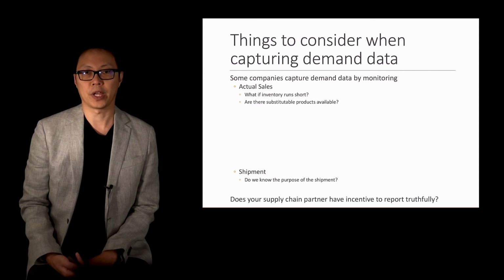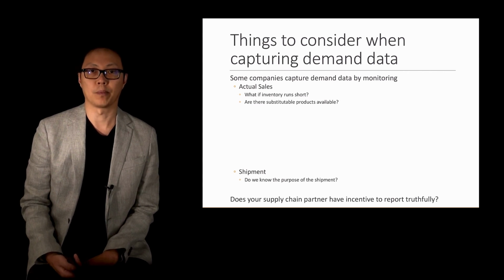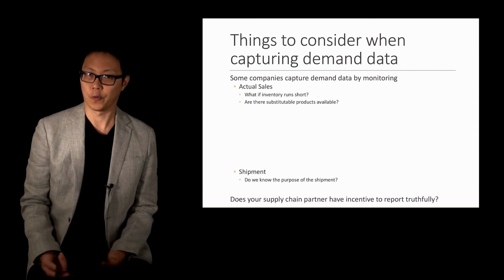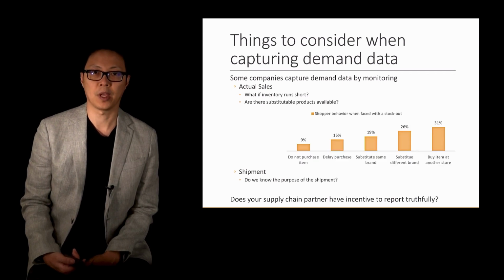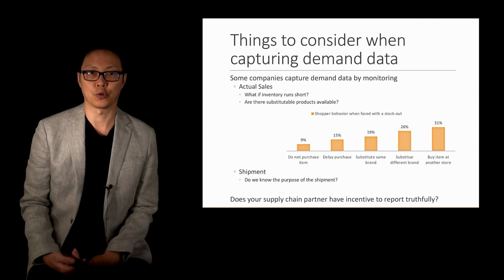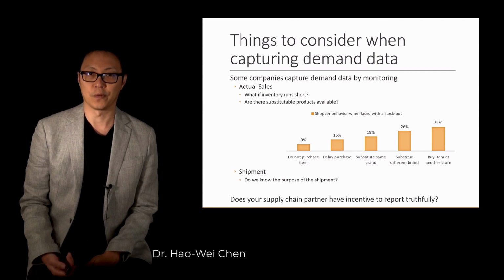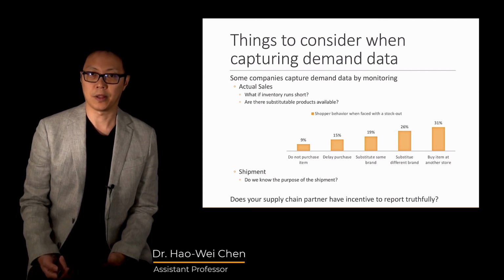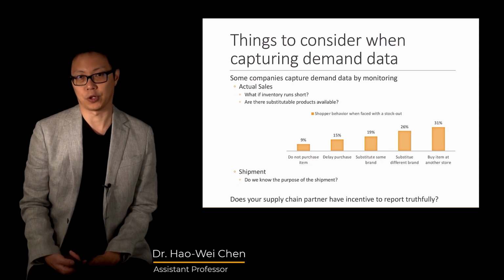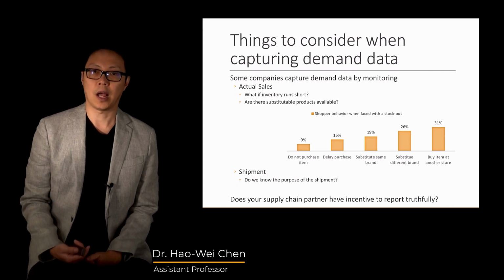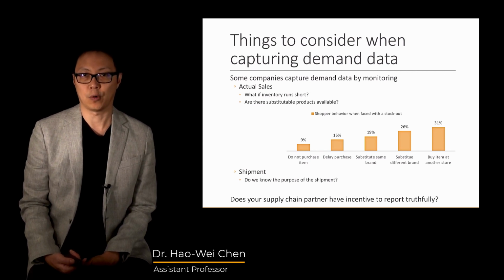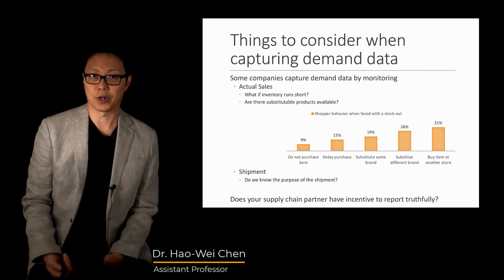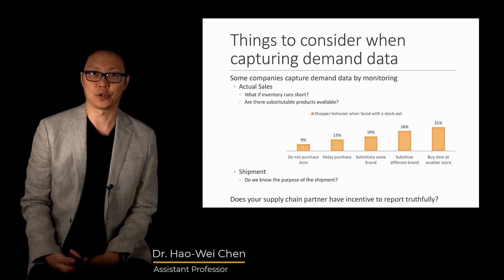Those customers who cannot get the item they want may do things differently too. For example, some customers might choose not to buy anything, or some other customers might choose to go to a different store. If you only rely on the sales data, those demands cannot be captured. Some other companies try to capture demand by collecting shipment data or order data. However, if you don't know the purpose of the shipment, it creates problems too.